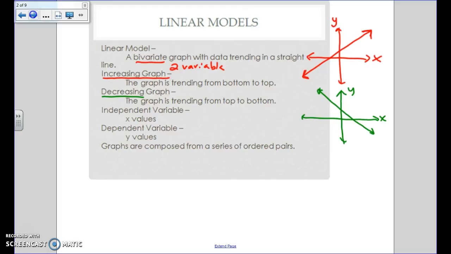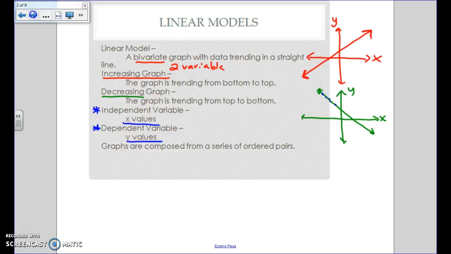One of the big points I'm going to try to emphasize today has to do with the types of variables. We call the x values independent variables, and we call the y values dependent variables. And just keep in mind that graphs are always composed from a series of ordered pairs. And so any point on this graph can be represented by an ordered pair. Its position can be.